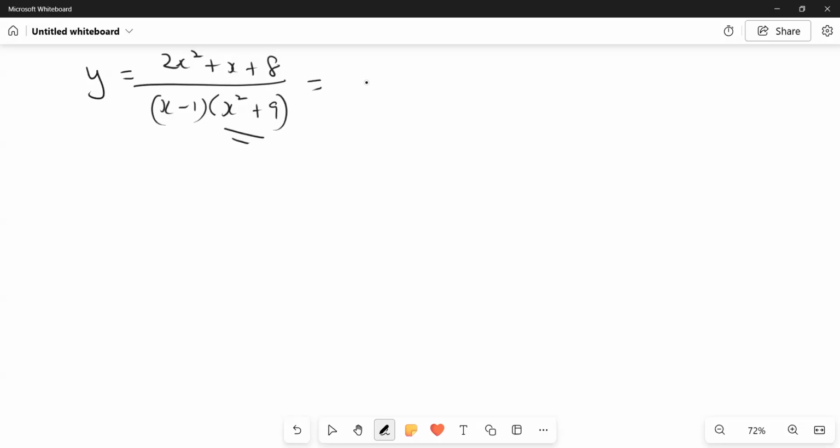So this here is equal to A over x minus 1 plus bx plus c over x squared plus 9. Whenever there is a quadratic factor in the denominator, in the numerator this is what you have to have, bx plus c, right? Good. So what do we do now? We have to evaluate A, B, and C, right?